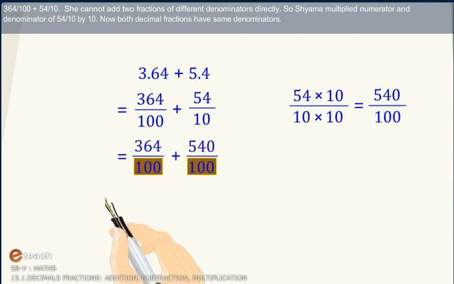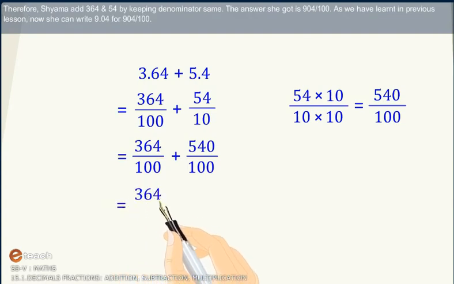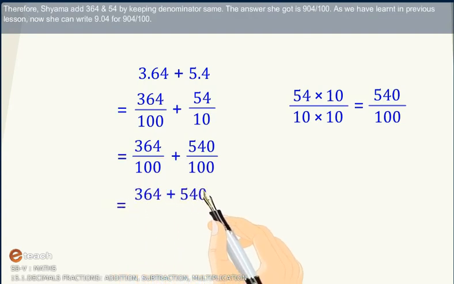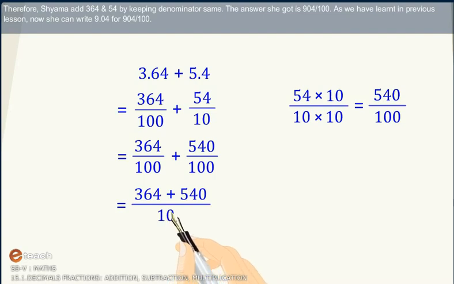Now both decimal fractions have the same denominators. Therefore, Shama adds 364 plus 540 by keeping the denominator the same. The answer she got is 904 by 100. As we have learned in the previous lesson, now she can write 9.04 for 904 by 100.